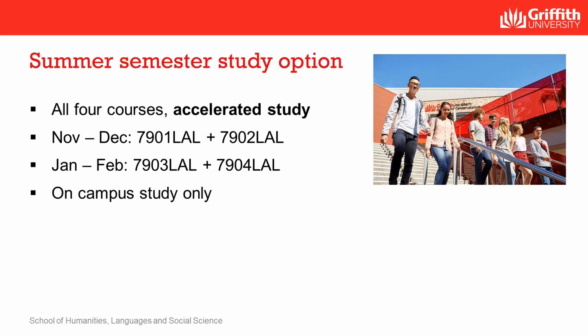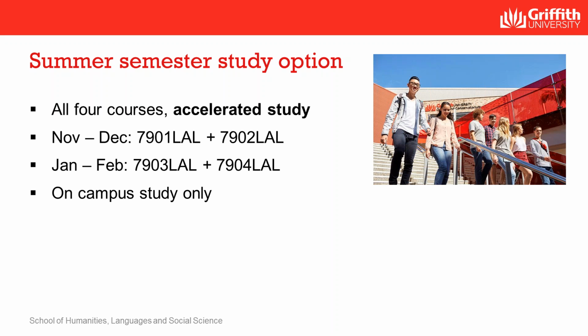If you want to accelerate your study and do it full-time, you can choose to do the 4 courses during summer semester, as we can see here. So November and December, very intensive studies for Seminar 01 and 02, and then in January and February, again intensive study for Seminar 03 and Seminar 04. These summer offerings will only be on campus, very intensive, in person, no online offering for summer courses.